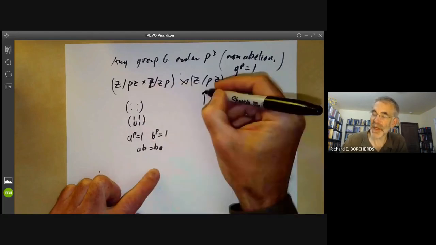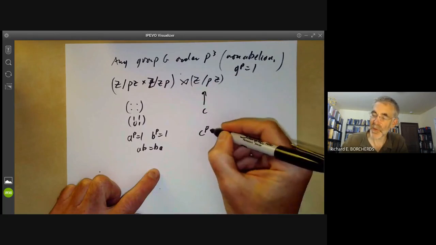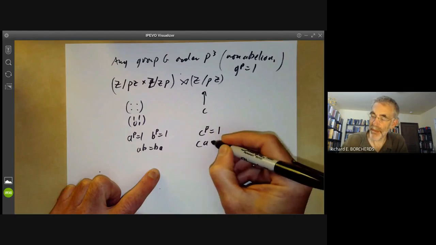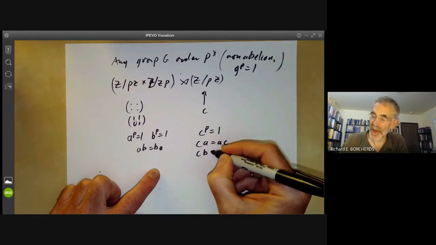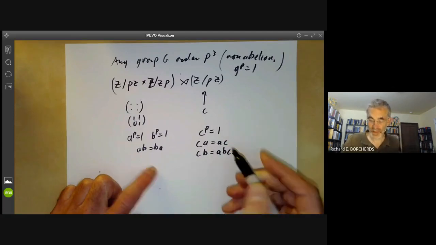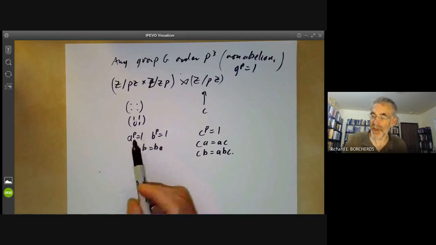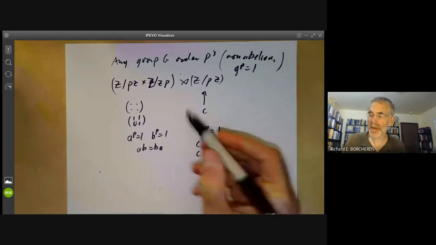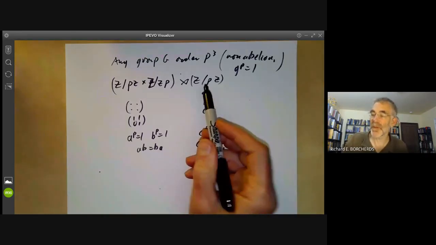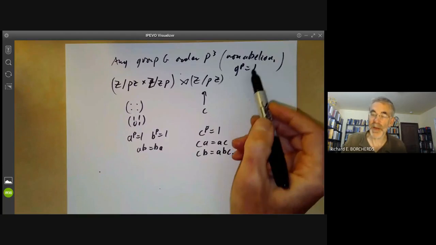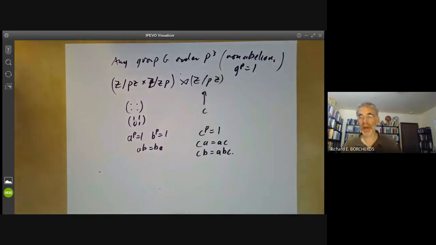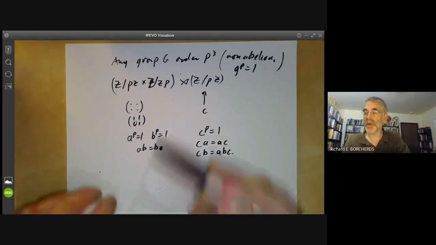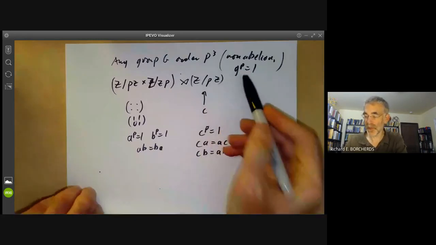And then we take an element C here, and we know C to the P equals 1. And C commutes with A. CB is equal to A times BC. So you can now check that these generators do, in fact, define a group of order P cubed fairly easily. So this shows there's at most one group of order P cubed that's non-abelian, has all elements of order P. Unless we found one for P odd, it must be that group. So there's a unique group of order P cubed for P odd with these two properties.